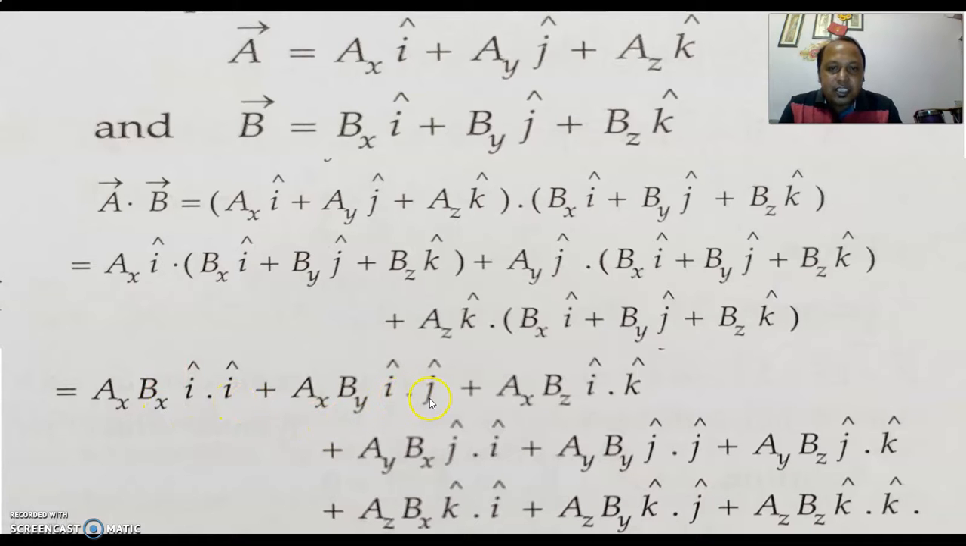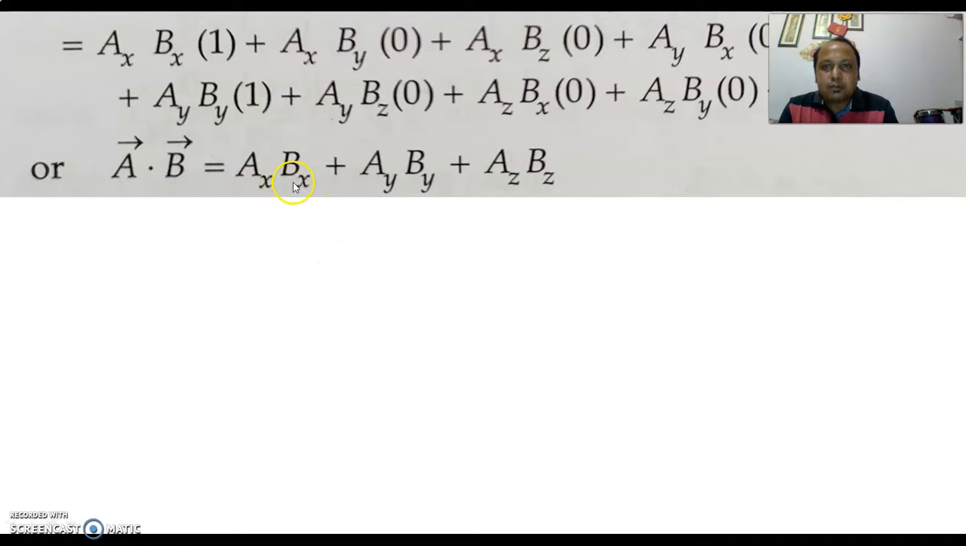But when we take I dot J, the angle between them is 90 degrees. So cos 90 will be 0. So the whole term here becomes 0. I dot K, again it becomes 0 because the angle is 90 degrees. Wherever you find similar unit vectors like J dot J, this is 1. Otherwise J dot I and J dot K will give you 0. Same here in the last term, K dot K will be 1. So we'll be left with only 3 terms, AX BX, AY BY, and finally AZ BZ. So the final result that we are getting is AX BX plus AY BY plus AZ BZ.